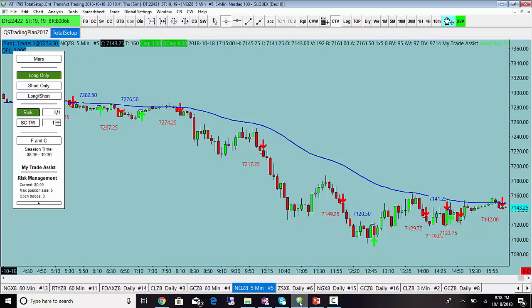You want to make sure that the risk reward is always skewed in your direction, not inversely. So you're looking at the mini Nasdaq, the 5-minute chart. You can see that today was definitely a bearish move.